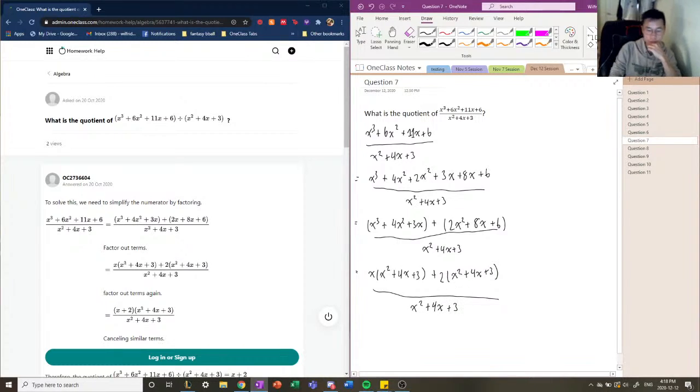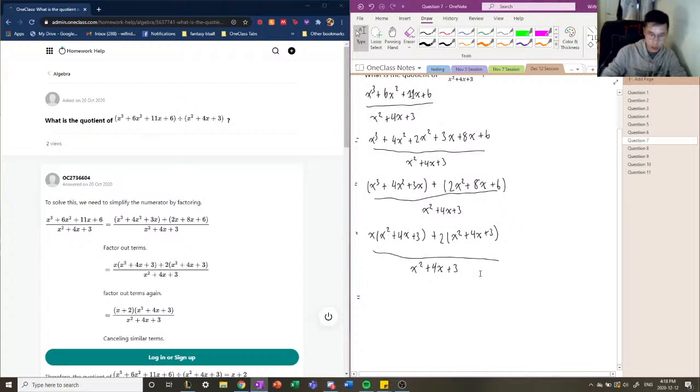So now we can group these in a different way, right? So we see here that this x times x squared plus 4x plus 3 has the same factor as 2 times x squared plus 4x plus 3. So we're going to factor out in the numerator x squared plus 4x plus 3, and this is what we get. Okay, so we got x squared plus 4x plus 3 times x plus 2. Okay. And we get x squared plus 4x plus 3 in the denominator.